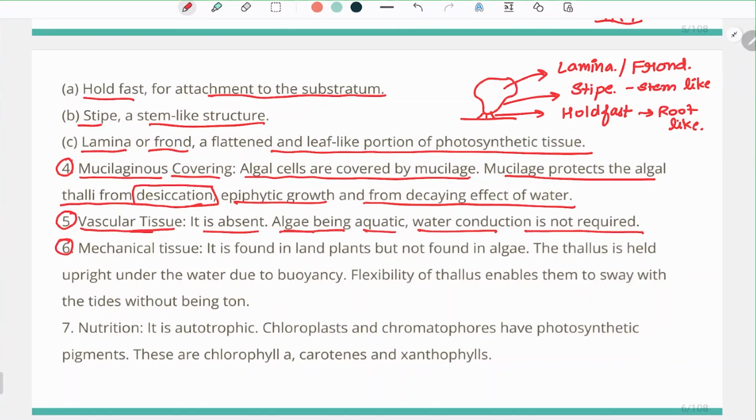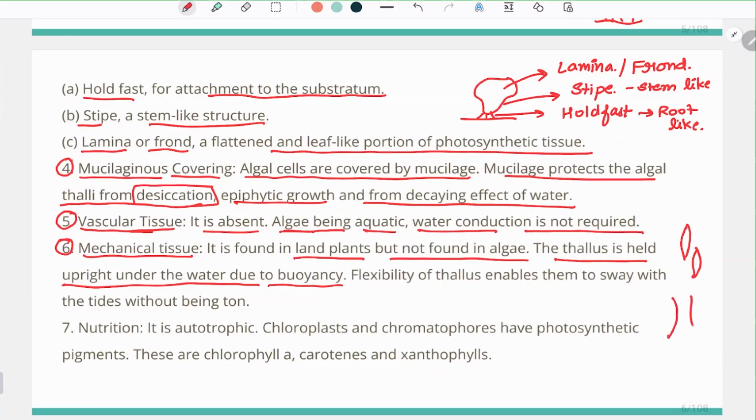Six, that is mechanical tissue. It is found in land plants but not found in algae. The thallus is held upright under the water due to buoyancy. So mechanical tissues, that means sclerenchyma or cellulose, are present inside plants which are terrestrial because they need to stand upright. But in water, inside the sea, there is no need for mechanical tissue because of the buoyancy. The plants are always upright because of the water.